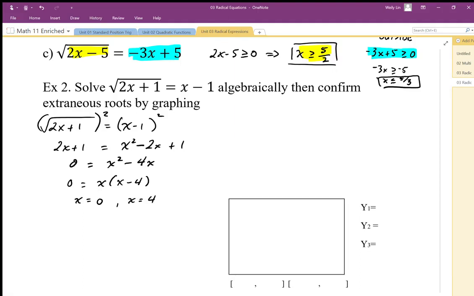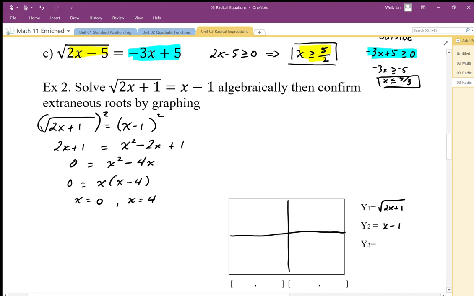Remember that I really need to check both solutions. So when I check both solutions, well, let's actually check by just graphing this. What I'm going to do is graph the left side and right side of the equation. We could check it by just plugging it in, but here we're going to check this by graphing the left side versus the right side and see what happens.